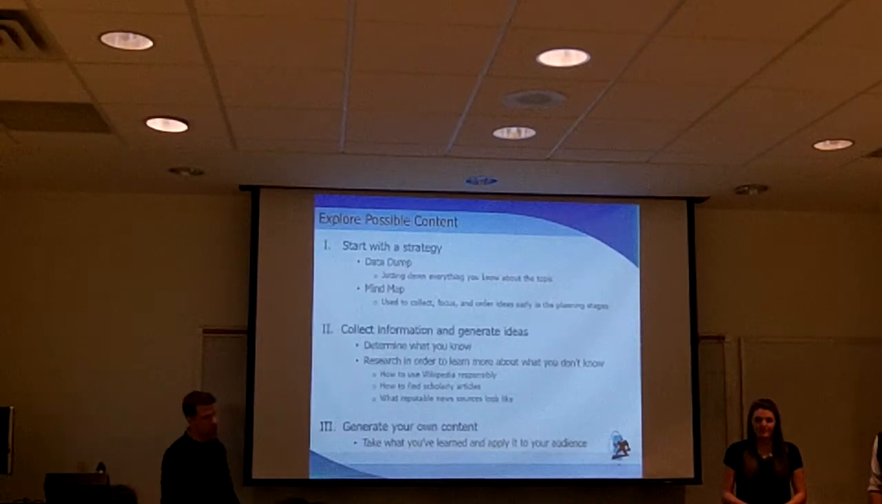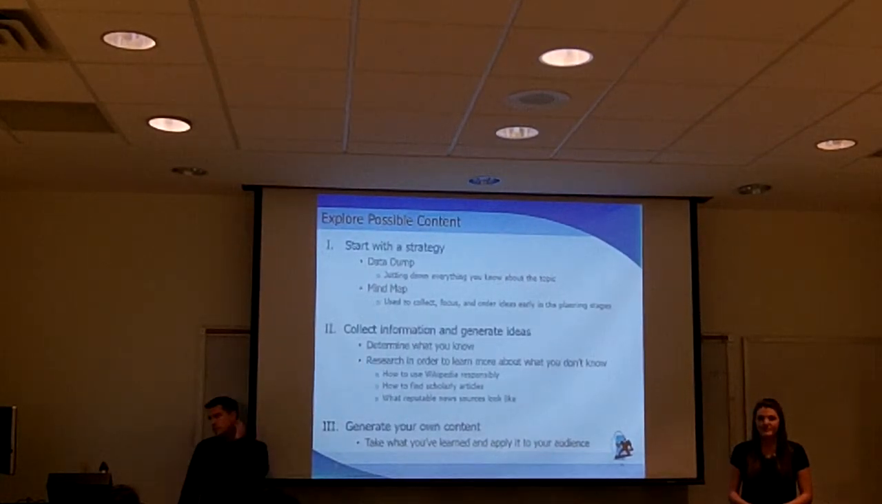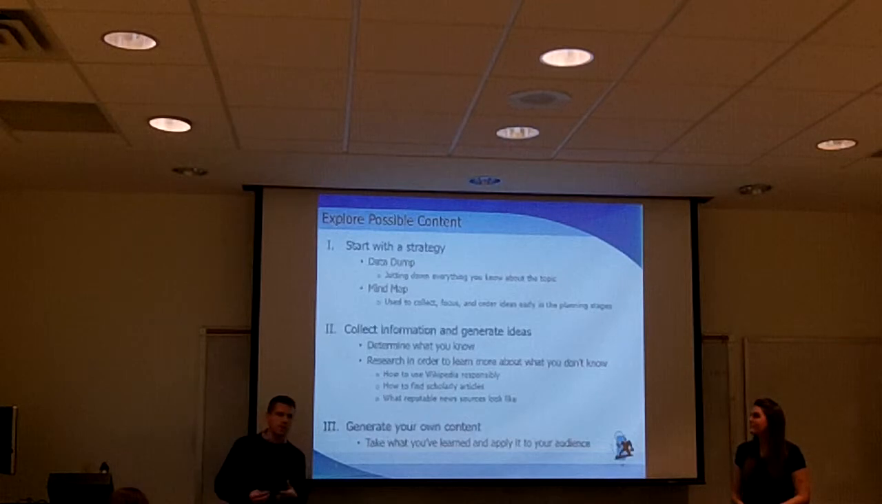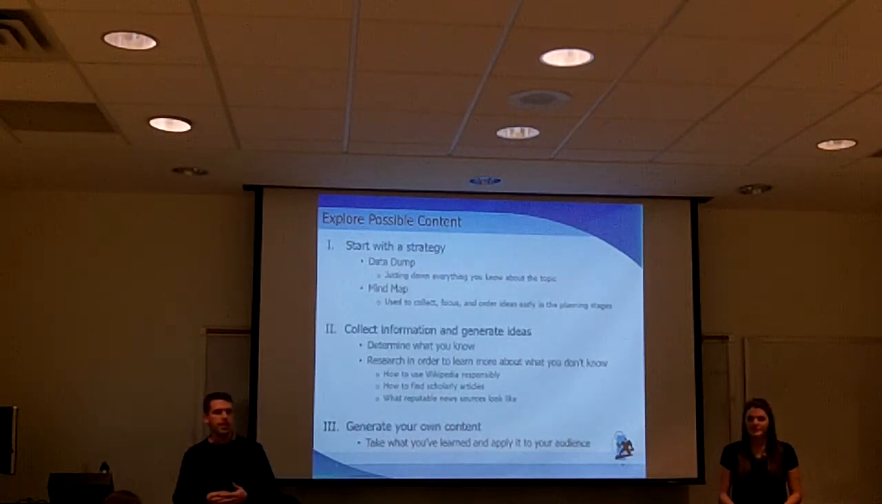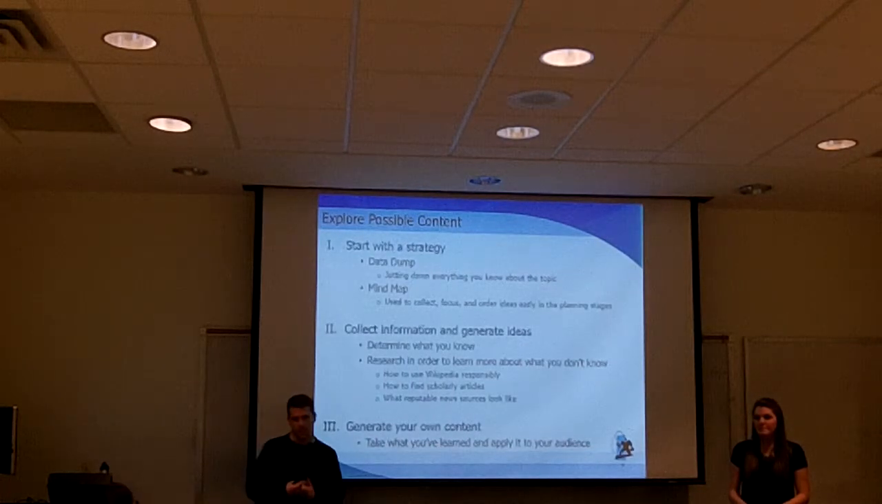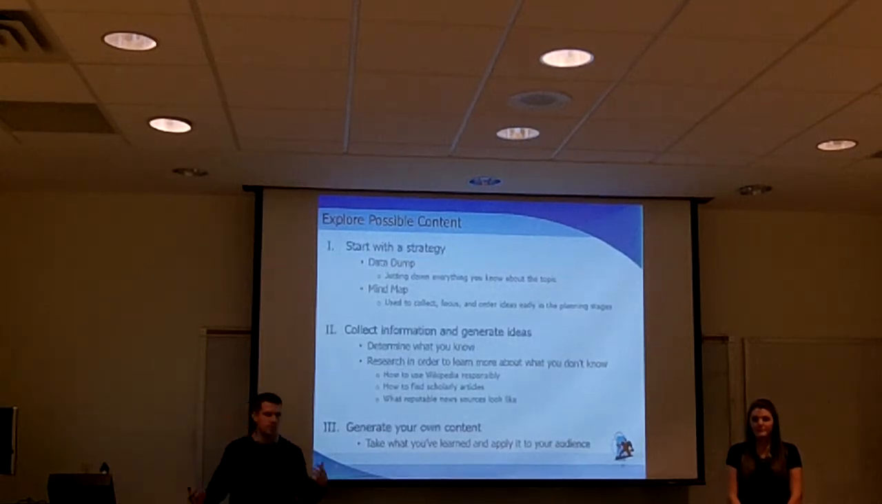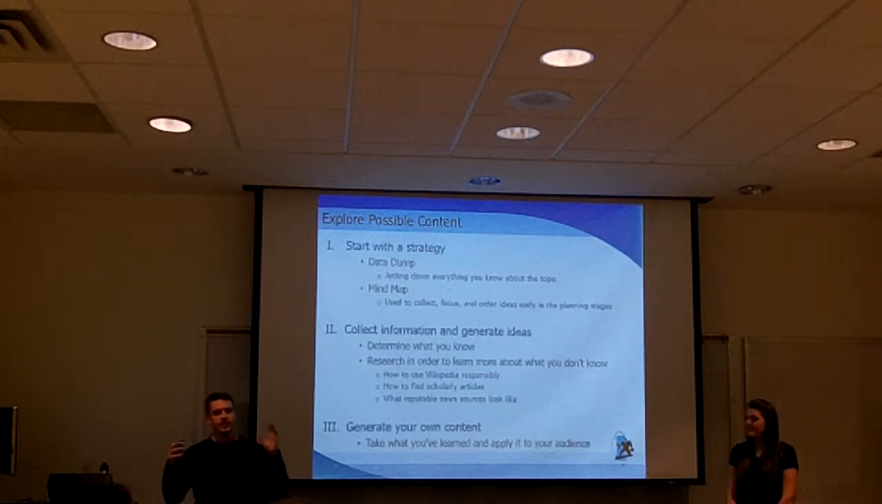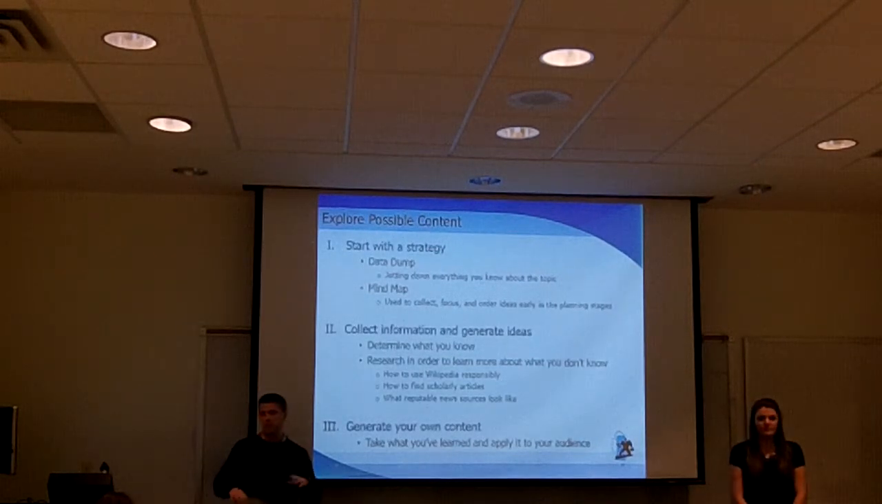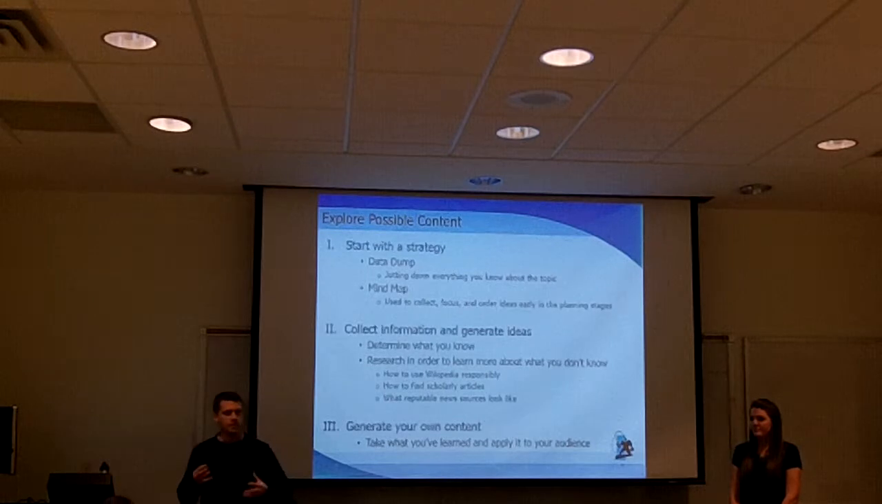So the first thing, exploring the possible content. There are some different things that you can do. The first thing you want to do is start with a strategy of getting your information down. So the first thing you want to do is a data dump. What that is, is just getting all your ideas out, everything that you've got, all your data, getting it all down on a piece of paper. Once you do that, you can see where you are.